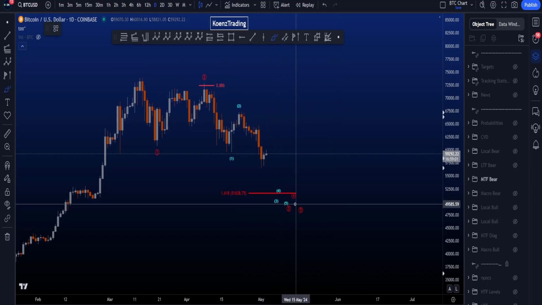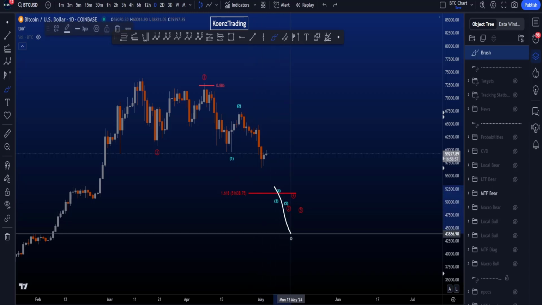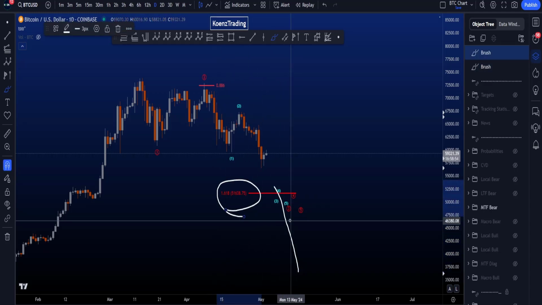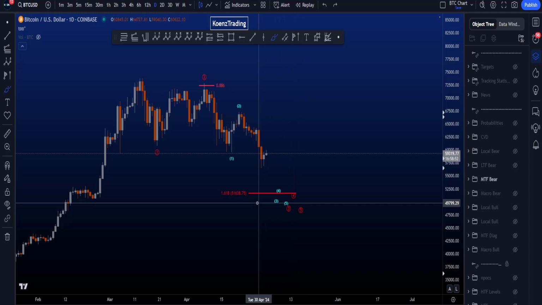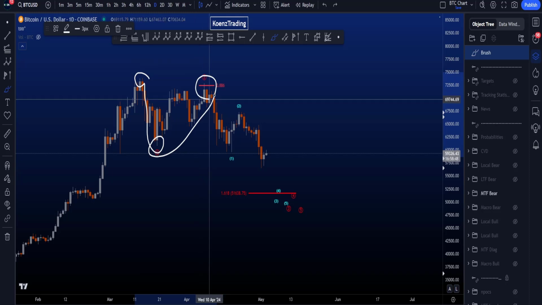The minimum target for your red wave 3 would be the 1.618, but the probabilities are highest you are going to extend far lower than this 1.618 for wave 3, and the 1.618 is sitting at 51.6k taken from the high to the low of 1 to the high of 2.